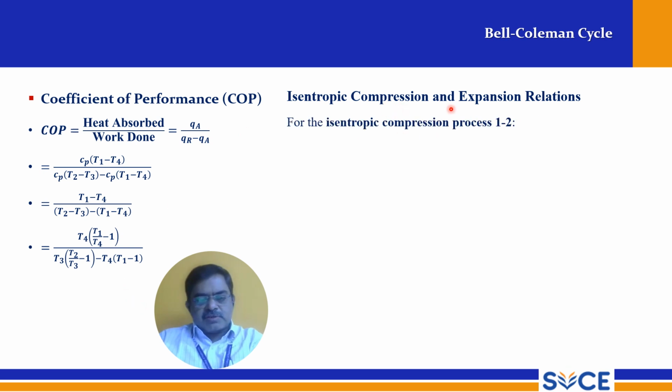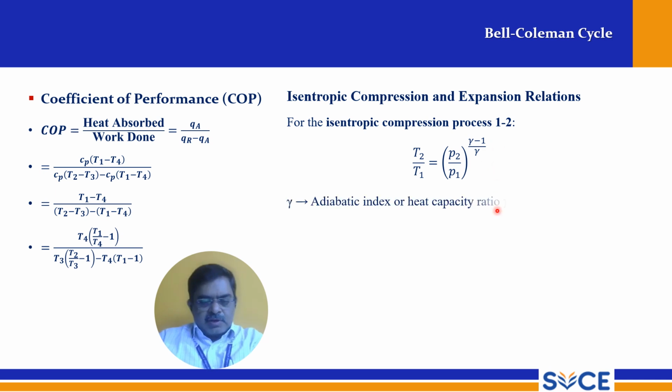Now, isentropic compression and expansion relations. For the isentropic compression process, 1 to 2 in the PV diagram as well as the TS diagram, T2 by T1 equals (P2 by P1) to the power (gamma minus 1) divided by gamma. For the isentropic expansion process 3 to 4, in terms of P3 by P4, it is T3 by T4. So the isentropic processes are 1 to 2 and 3 to 4. So T3 by T4 equals (P3 by P4) to the power (gamma minus 1) by gamma.